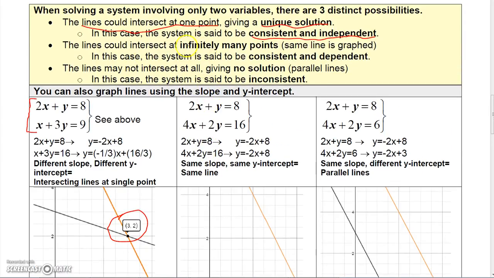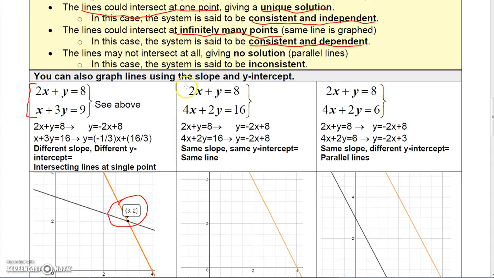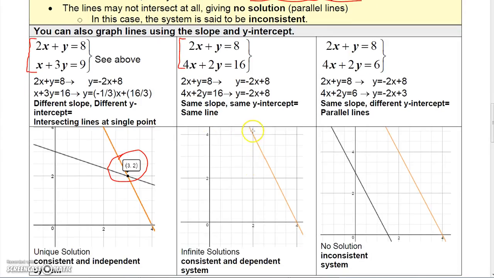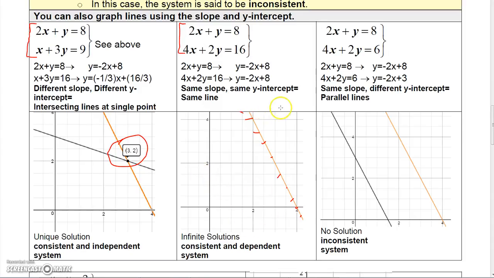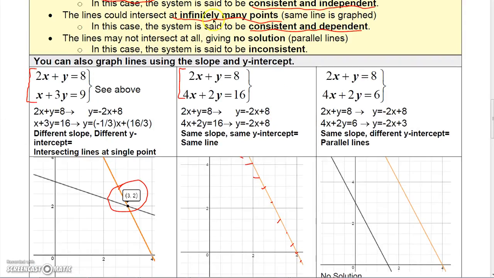The second thing that could happen is the lines could intersect at infinitely many points, and when that happens, it's said to be consistent and dependent. So if you were to graph this system, you would find that the two equations give you the same line, and that means that every point on this line is a solution to the system. And of course there's infinitely many points on the line. So this would have infinitely many solutions, so it would be a consistent and dependent system. And then the third thing that could happen is maybe they don't intersect at all, like when you have parallel lines.